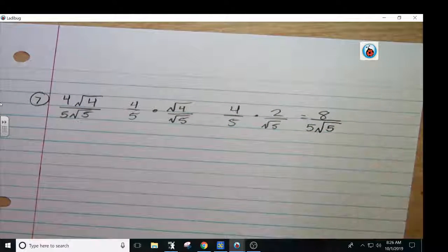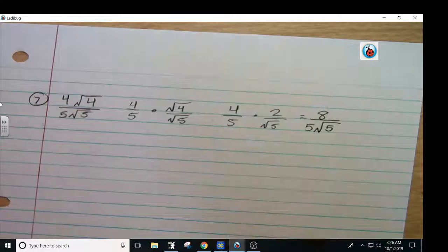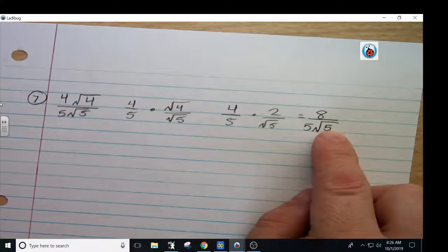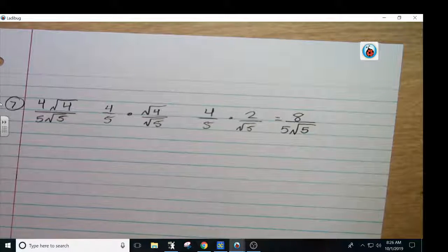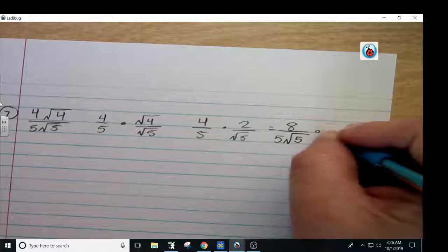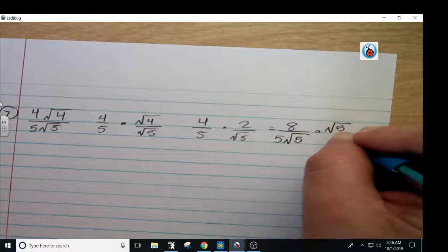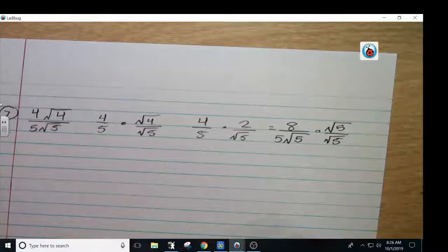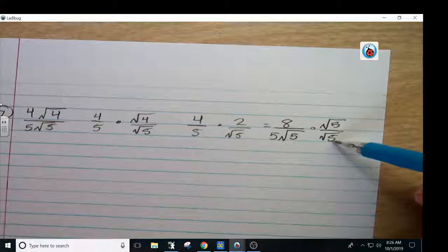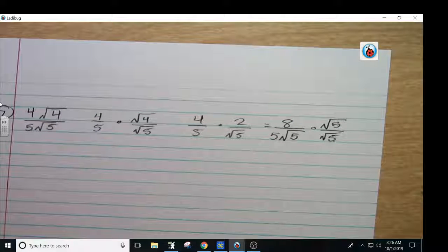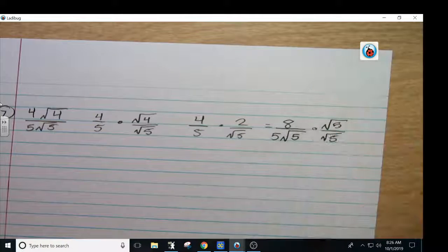All right, now, that's what we get. Now, square root of 5 is not a perfect square. You can't leave it in the denominator. So this is what you're going to have to do. Whatever radical's in the denominator, you're going to have to multiply the top and bottom by that number. So notice I multiply top and bottom by the square root of 5. Anything over itself is 1, so that's not going to change the value of my equation at all.